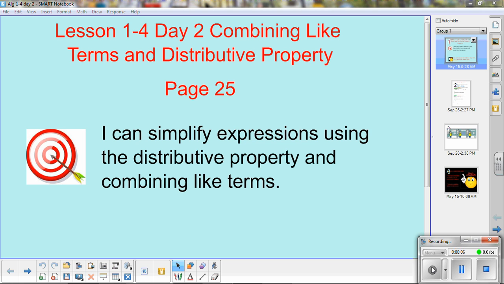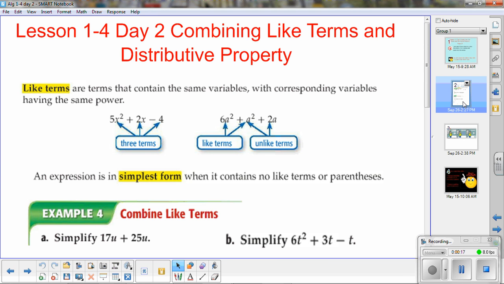In Lesson 1-4, Day 2, you'll be combining like terms and using the distributive property to simplify expressions. Like terms are terms that contain the same variables with corresponding variables having the same power. In other words, the variables have to be to the exact same power to be like terms.